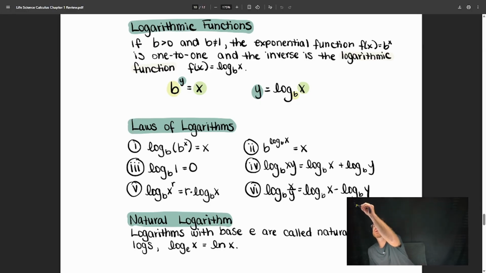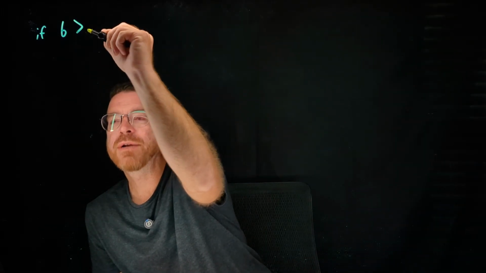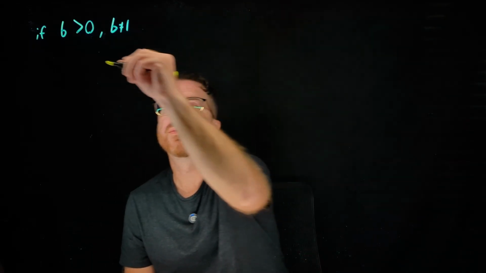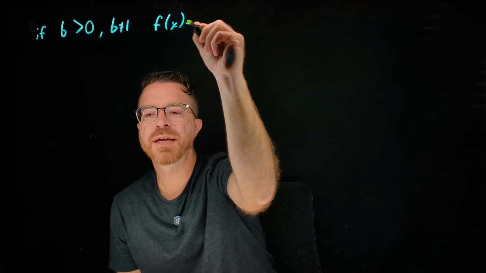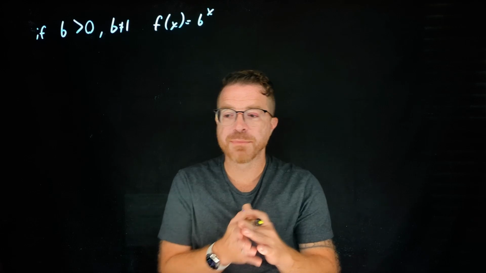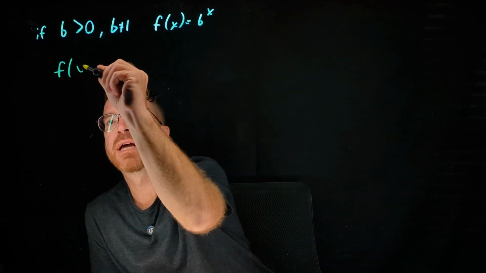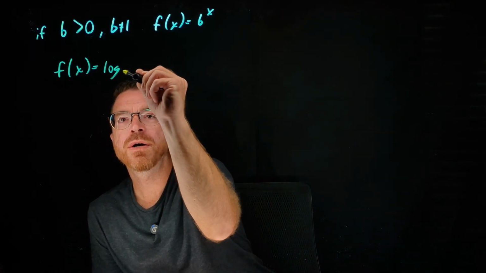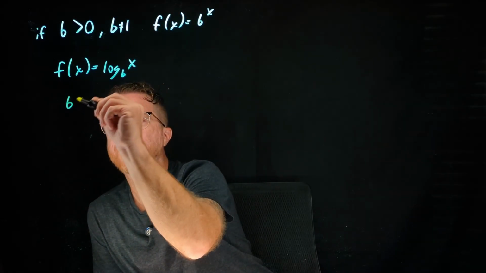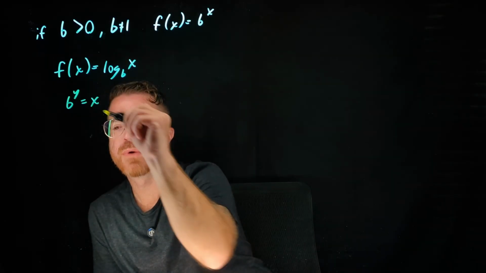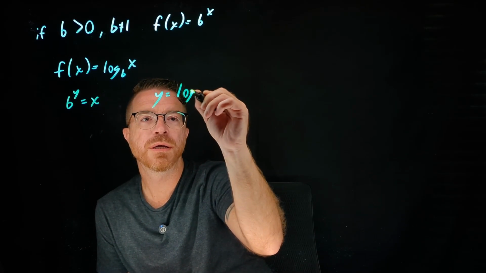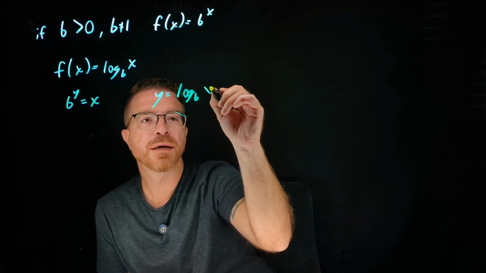So if b is greater than 0 and not equal to 1, then the exponential f of x equals b to the x is one-to-one, and the inverse is the logarithmic function. That is, f of x equals log base b of x. So what this means is that if we have b to the y equals x, then if we solve for y, we have y is equal to the log base b of x.